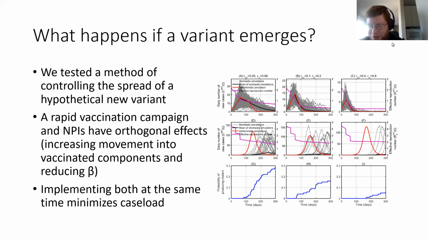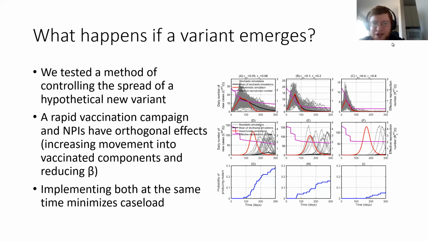So artificially reducing the transmission rate. These had orthogonal effects, right? Because they affected different parts of the model, and therefore they complemented each other very well. So if you do both, then it turns out that is what minimizes the caseload.